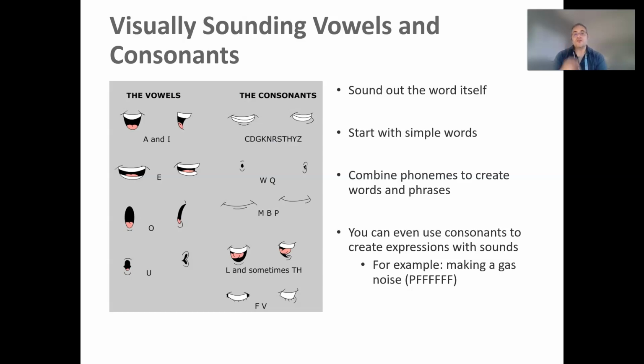That way you can combine those images of how the mouth says A, O, U to create sentences, phrases and words. You can even use consonants to create expressions such as the P and the F sound, where it'll start P and then F, where you bite your tongue and everything. If you put those together, you can make like a gas noise or something like that. That's how that works pretty well.